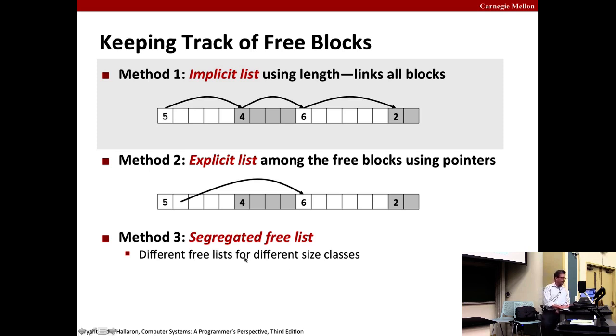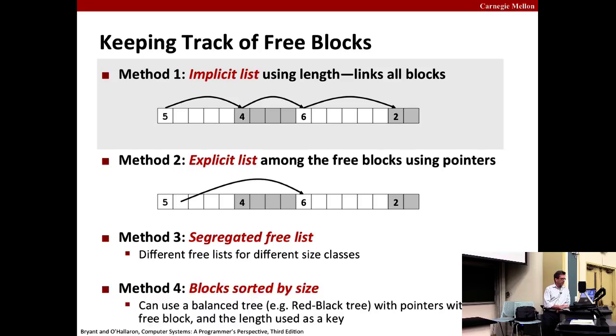Now another method, a more sophisticated method: instead of having one free list, we can have multiple free lists where each free list contains blocks of a certain size or a certain range of sizes. Or we can get really fancy and use some kind of a balanced tree to sort the blocks by size order. Today we're going to look at the implicit list, the simplest kind of free list, and this will identify a lot of basic concepts that are used in the more sophisticated free lists.